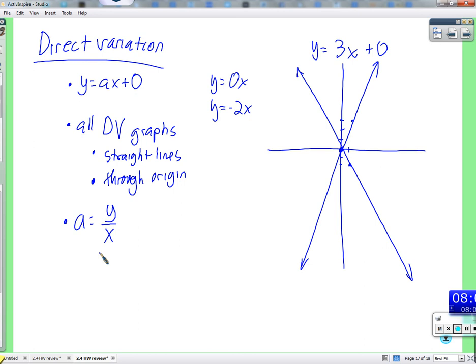So if you were asked to graph something as a direct variation, it should go to the origin. It should be a straight line. You just need to know the slope, really.